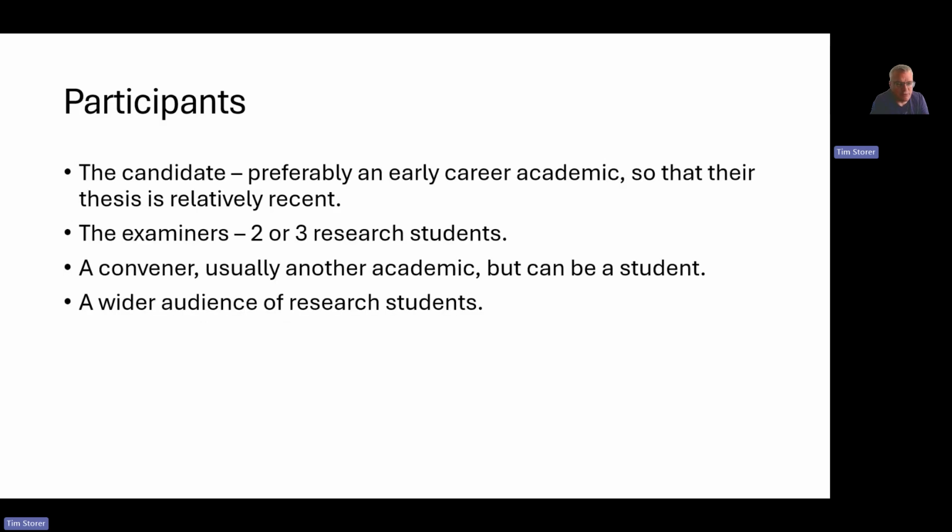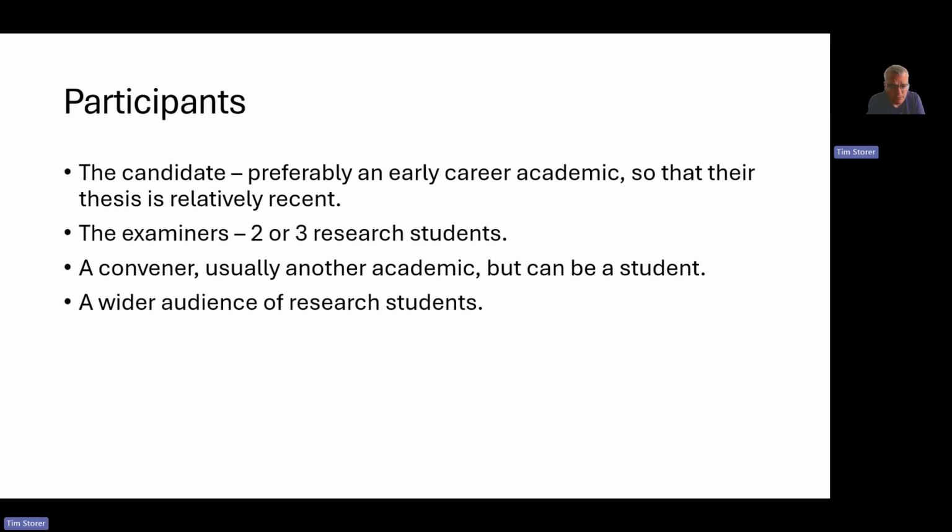So how do we run a reverse Viva? Well, first of all, we need a candidate, and we normally pick somebody who's an early career academic, so that their PhD thesis that has been accepted is relatively recent. We look for some examiners who are research students, such as yourselves, and we also have a convener in the group, and their role is to act as a neutral arbiter of the PhD Viva process. So they'll ensure that the examiners have opportunities to ask questions, the candidate has an opportunity to answer, and can also ask for clarification of questions if they're unsure what is being looked for, and also that the candidate has a fair opportunity to present their work.